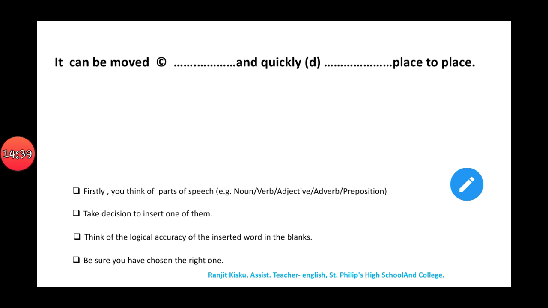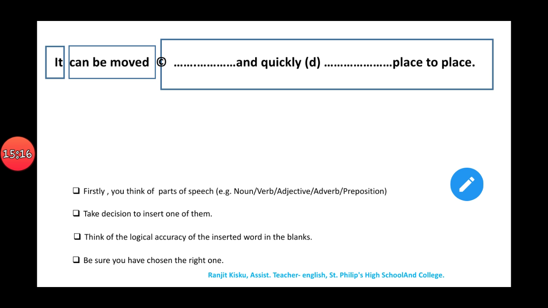Here we can see some sorts of sentence. It has also subject part, verb, object part, and phrases. What do we call phrases? Small units of words. So you have to think as previously, think of a part of speech, take a decision to insert one of them, then justify the logical accuracy of the inserted word and be sure that you have chosen the right one. Let's see, subject, object, word or complement.